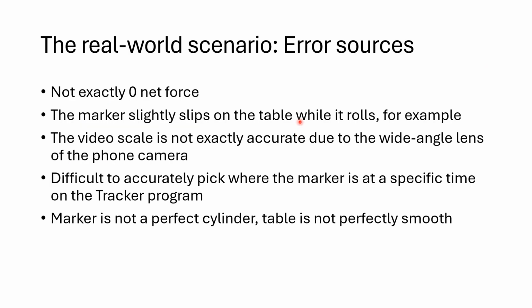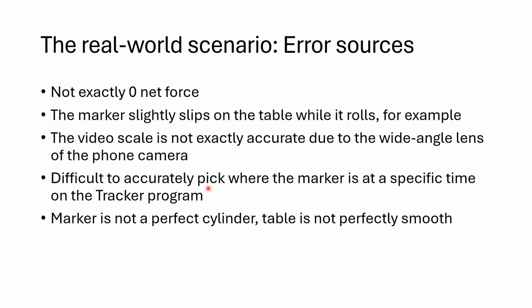So now the real-world scenario has some error sources. There's not exactly 0 net force. It's pretty close, as we saw on the graph earlier, but the marker may slightly slip on the table while it rolls. The video scale may not be exactly accurate since we were using a wide angle lens when we were recording, and we were pretty close to the marker, so it might be a little distorted on the video.